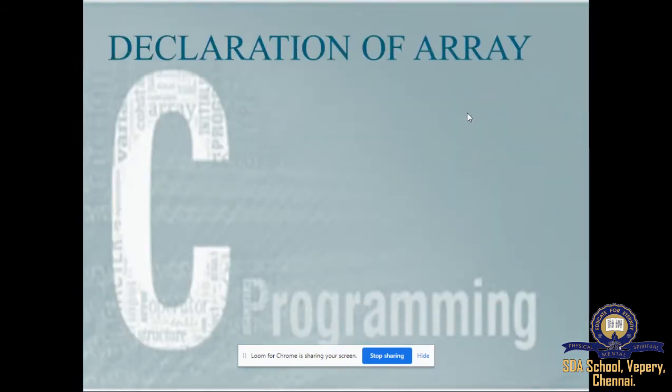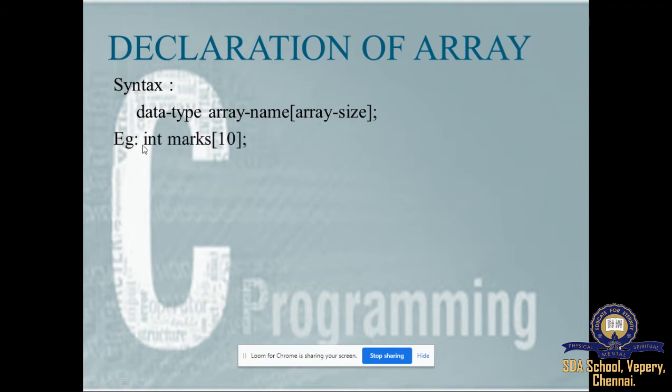Next, how to declare an array. What is the declaration syntax? First, you have to mention your data type, either integer or character. Since it is going to take only a single data type, you have to mention the data type here, then the name of the array which you are going to give, and the size of the array. See this example: I'm going to give an integer array to store 10 student marks. I have given the name of the array as marks and the array size as 10.